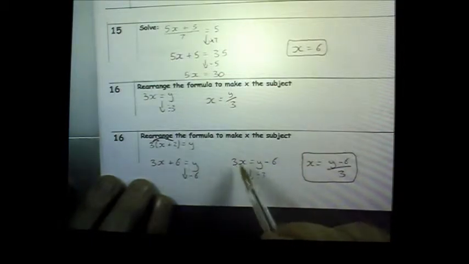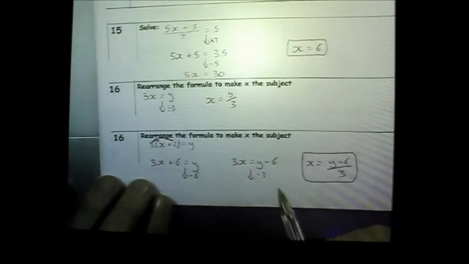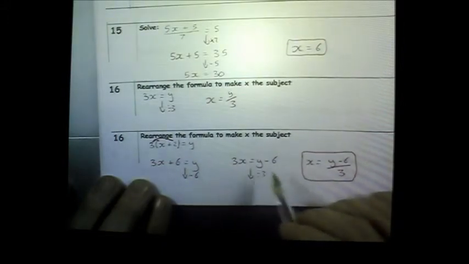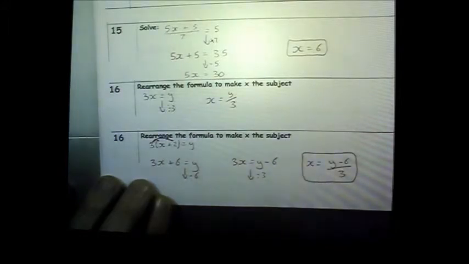What's happening to x now? Well, it's been times by 3. Well, what's the opposite of times by 3? Divide by 3. So divide both sides by 3. That leaves x on its own, and y take away 6, divided by 3. There you go. Right, last few, thank goodness.